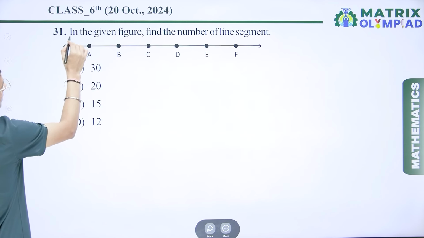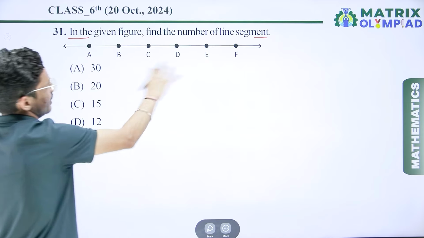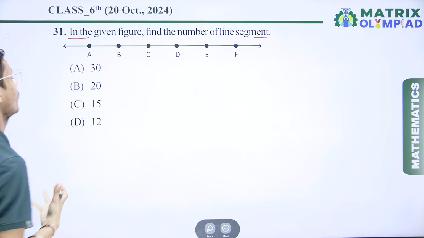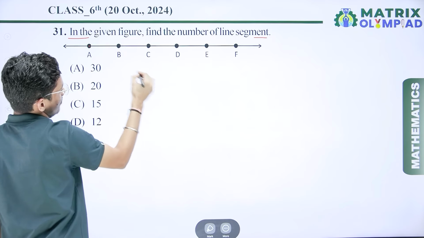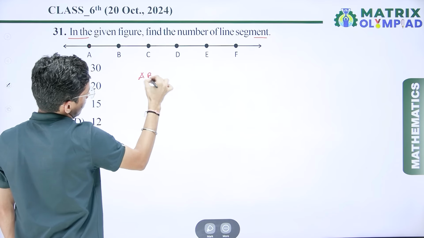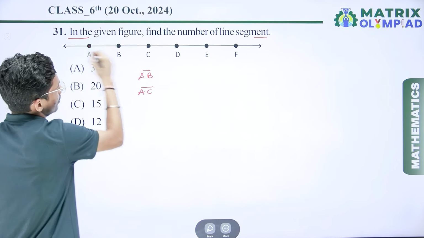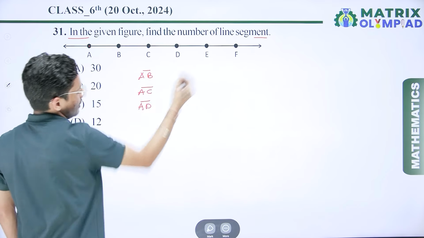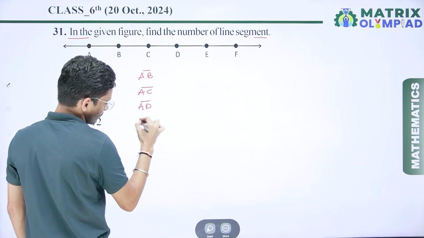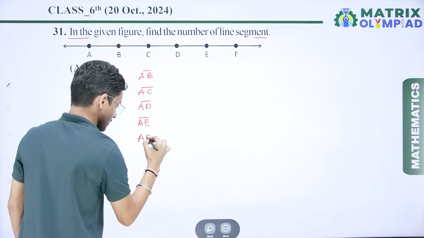If I talk about the next question, that is, in the given figure find the number of line segments. So here we are given a line and we have to find how many line segments there are. So first, if I talk about point A, I can say that AB is a line segment. AC is a line segment. AD again is a line segment. AE is a line segment, and AF again is a line segment.